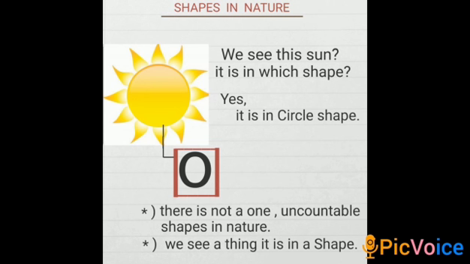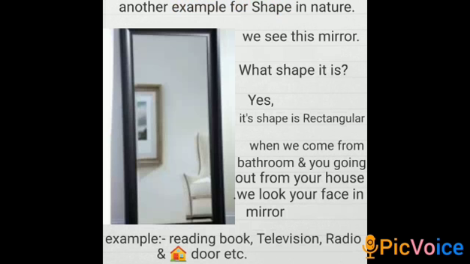I take another example for shapes in nature. We see this mirror. What shape is it? Yes, its shape is rectangular. When we come from the bathroom and go out of the house, we look at our face in the mirror. Other examples are a reading book, television, radio, and door, etc.